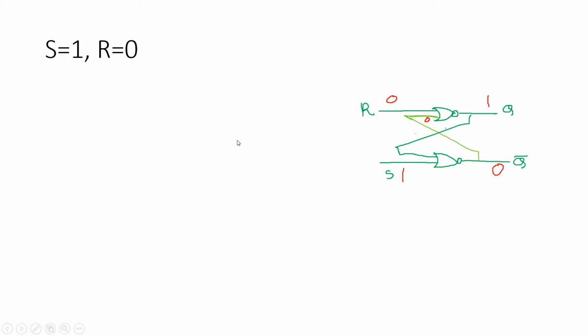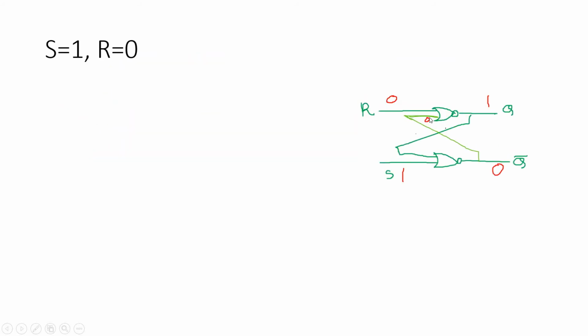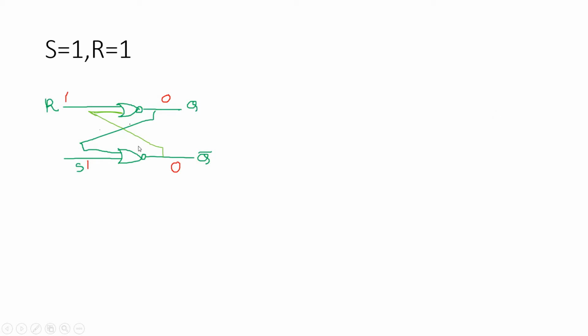It is satisfying. Now go to the next case, S equal to 1, R equal to 1. If S equal to 1, R equal to 1, the analysis will be very simple. You can see here, if S equal to 1, for the lower NOR gate, Q bar will obviously be 0, because for a NOR gate if at least one input is 1, the output will be 0. And for the upper NOR gate also, no need to think much, as R equal to 1, at least one input is 1, so the output will be 0.